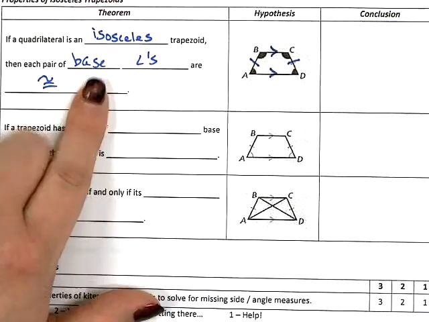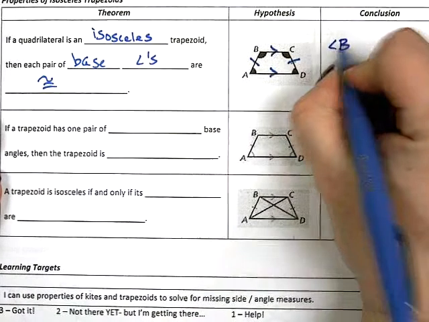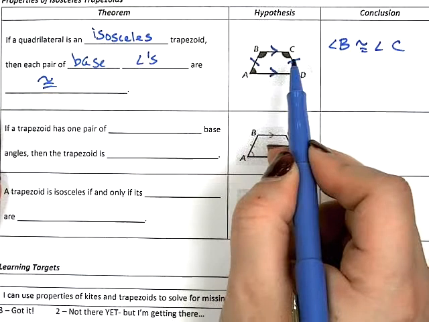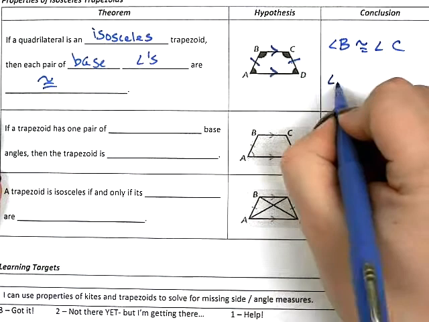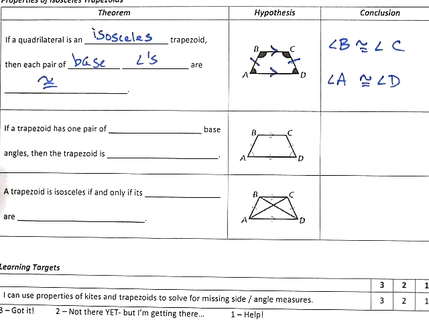That means then that each pair of base angles are congruent. So angle B is congruent to angle C because those are my top base angles, right? And then my lower base angles are angle A and angle D, so they are also congruent to each other.